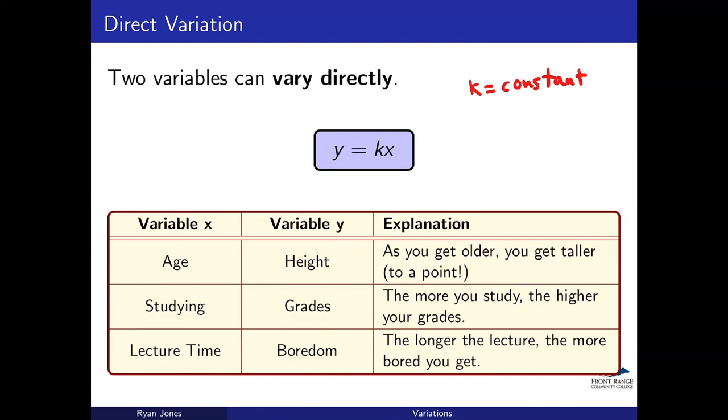And so we're seeing this idea that the variable y is related to x in the sense that as x goes up, so does y. And then presumably as x goes down, so does y. If my age were to decrease, my height would also decrease. If the amount of time that I study decreased, theoretically, my grades would decrease as well. And so that right there is what we call varying directly, otherwise known as direct variation. It's when one variable increases, so does the other.